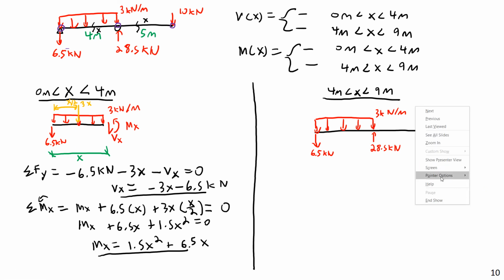And let's label some dimensions. I do recommend labeling dimensions on these. So this is at x, right? This at point x? No, we don't want to do that. That's the exact opposite of what we want to do. We have to keep x as from the left.